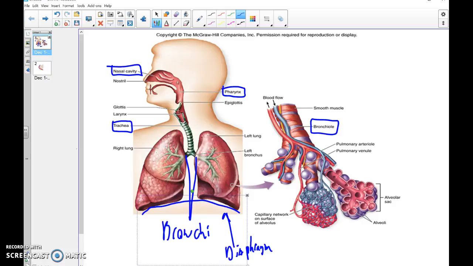All right, ladies and gentlemen. So for this presentation, we're going to talk about the respiratory system. So the respiratory system is very simple compared to some of the other systems that we'll talk about.